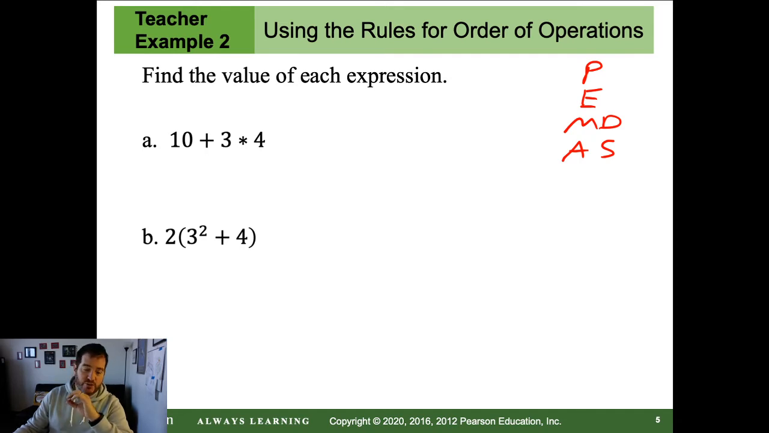Multiplication and division, you do left to right. I'll give you an example here in a second. And then addition and subtraction, you also do left to right. The reason why I like writing it like this is because let's do the first one here, and I'll show you what I'm talking about.